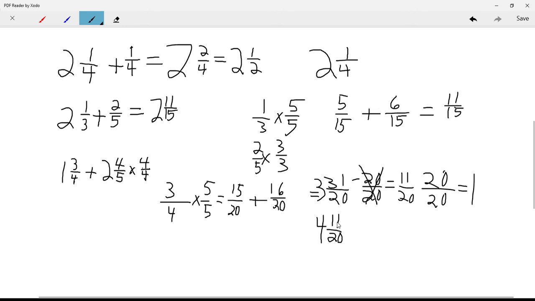Basically, if you have an improper fraction in your mixed number, you need to subtract the denominator, in this case 20, from the numerator, and then add a whole to the whole number. Add 1 to the whole number.